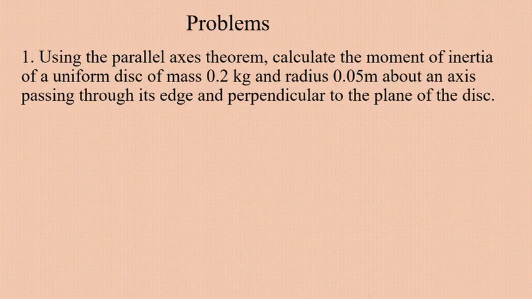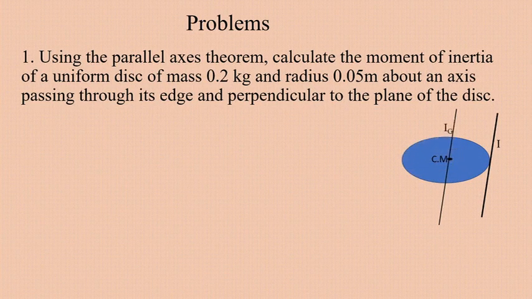Then you can imagine which is that axis. Suppose we have a disk like this, and you can see the required axis is the one which is passing through its edge and perpendicular to the plane of the disk. That means this is the disk, and we have to find the moment of inertia about this axis. That is, we have to find I. That we can do with the help of the parallel axis theorem.